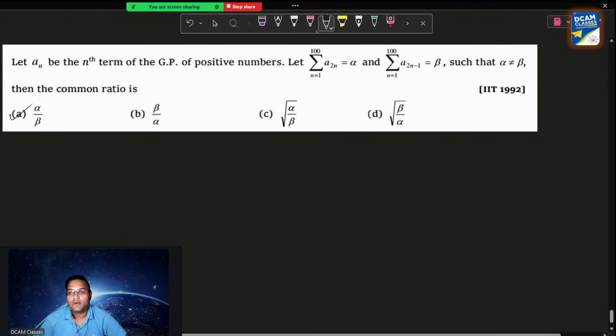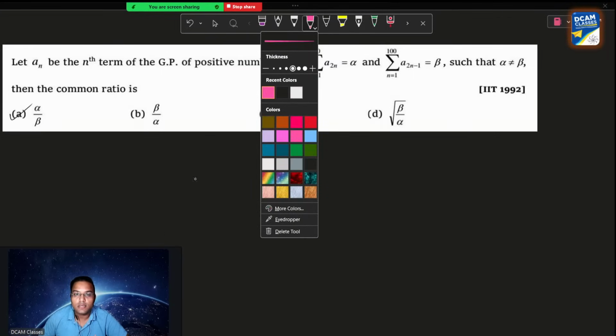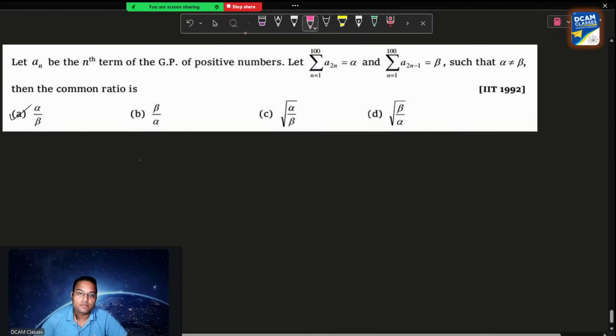Don't know whether Haripriya is able to solve or not. Haripriya, your voice is not coming. If you are able to solve, okay. Otherwise, try it at home. We'll discuss in the next class.